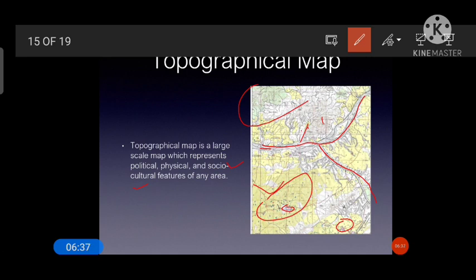So basically a topographical map shows political features, physical features, socio-cultural features, whereas other maps do not show everything in a single map, whereas a topographical map shows all the features in the same map. Okay, so this is the difference between a topographical map and the other maps.